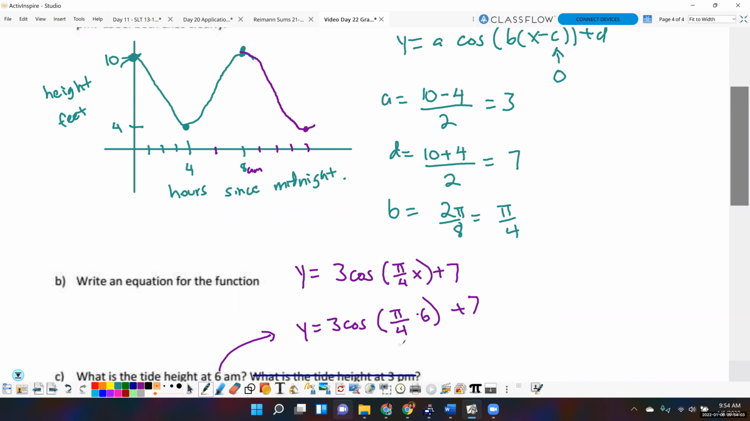Pi over 4 times 6 is 3 pi over 2. That's one of my quadrantal angles. I know the cosine because here's 3 pi over 2, and there's 0, -1. It's x over r. I know the cosine of 3 pi over 2 is 0. So I have 3 times 0 plus 7. So at 6 a.m., I'm right here on the midline, which kind of agrees with my graph. That's the midline. There it is. So 7 feet.